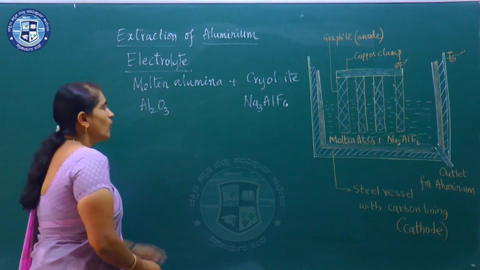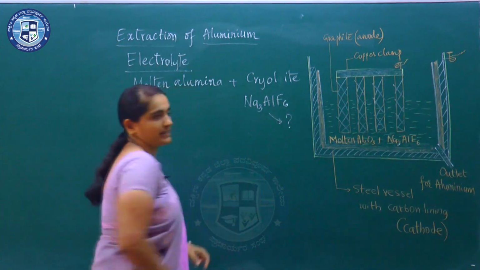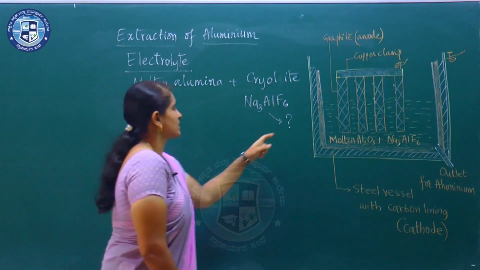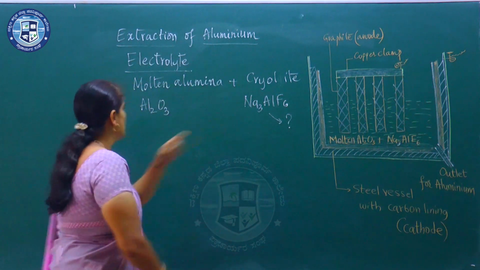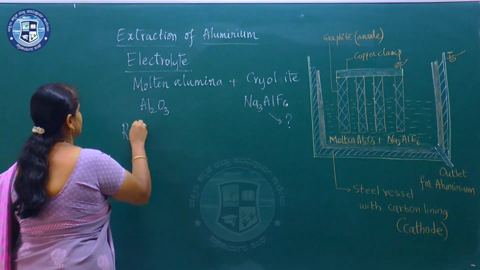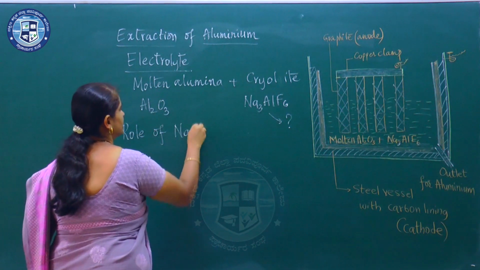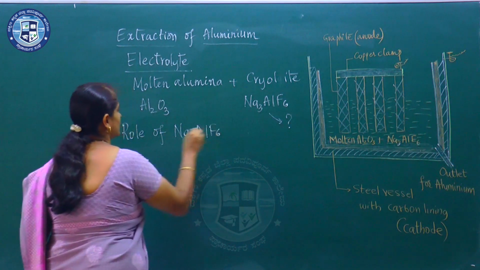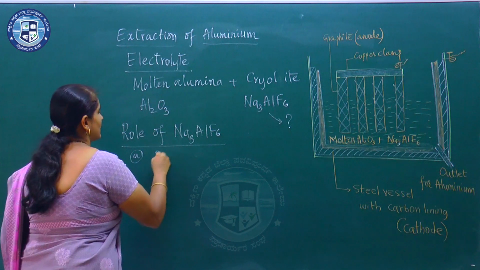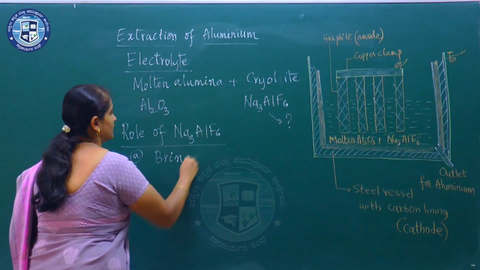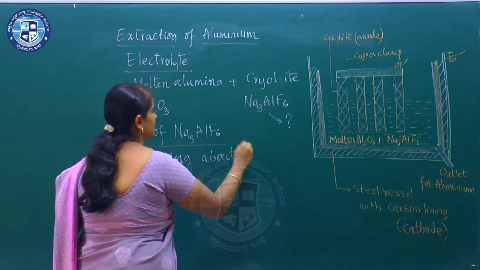Molten alumina is Al2O3 and cryolite has the formula Na3AlF6. Now, what is the role of cryolite? Why do we add this cryolite? You may be asked a question like this: mention the role of cryolite in the extraction of aluminium. So the role of cryolite is to bring about conductivity. There are two major roles. One, it brings about conductivity. We have to conduct current, isn't it? So this will bring about conductivity.